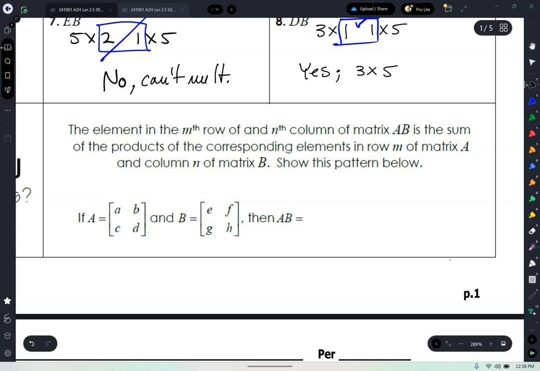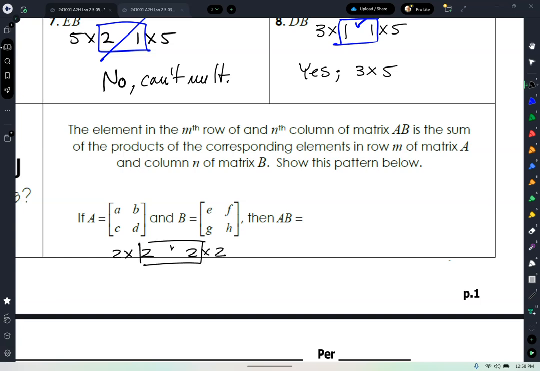Question. Can we multiply A times B down here? Yes, sure, right? Because what do we have? We have a 2 by 2, and we have a 2 by 2, which means that this checks, and we're going to be resulting with a product of what? The product is going to be a 2 by 2. Okay, so let's do this.